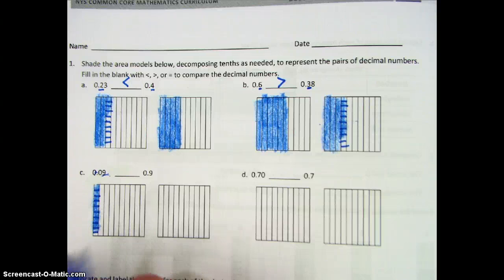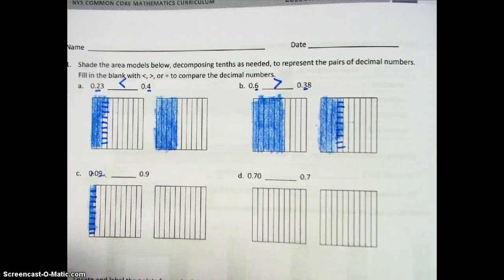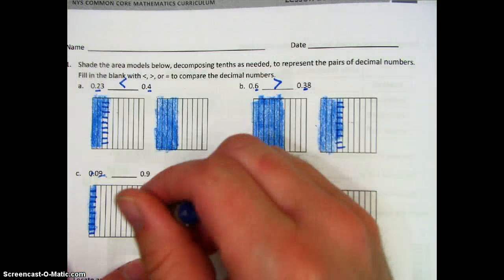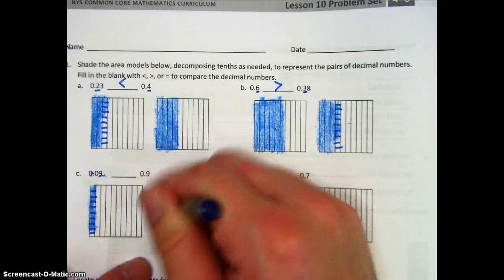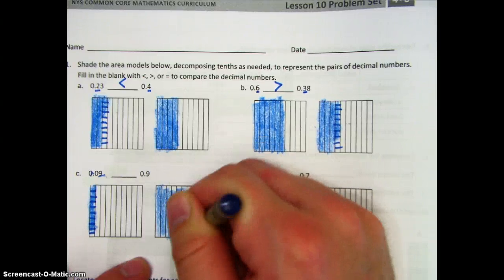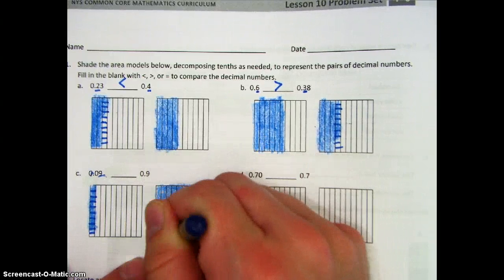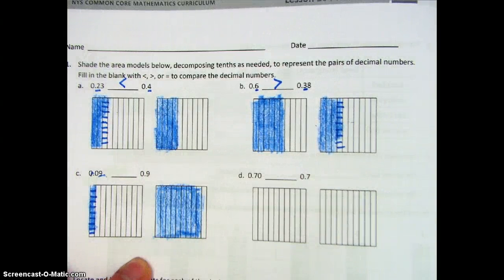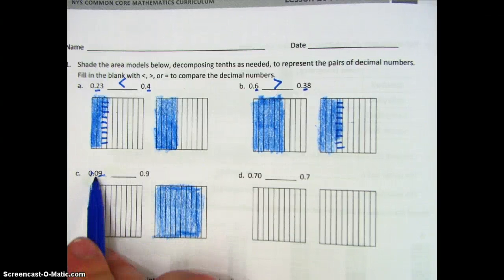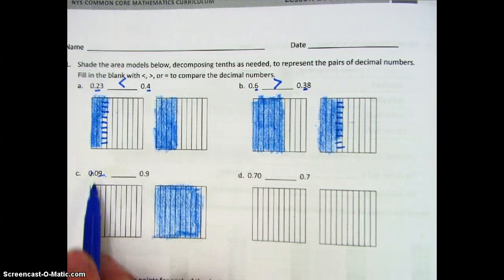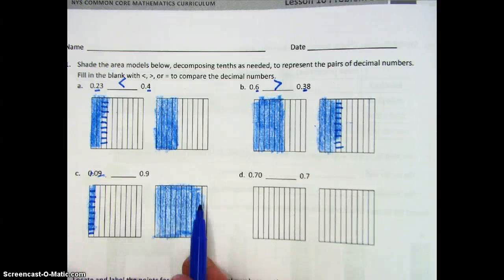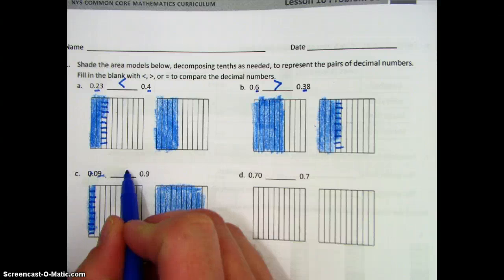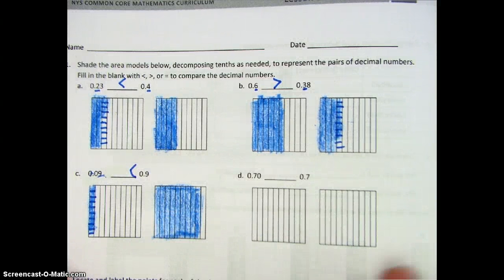Okay, so moving on to the next one, we have 9 tenths. Well now this one means we are coloring in 9 full sections. So this is a great problem to really demonstrate the importance of having that 0 in the tenths place. This is less than 1/10, whereas this one is almost a full 1. So 9 hundredths is less than 9 tenths.